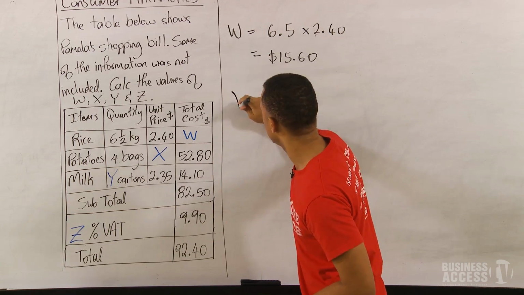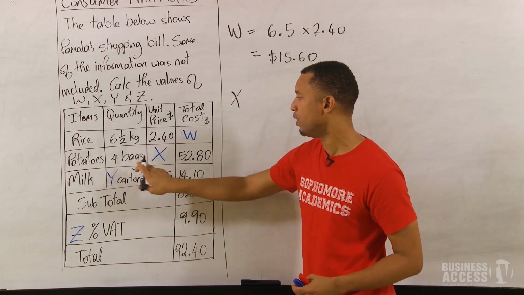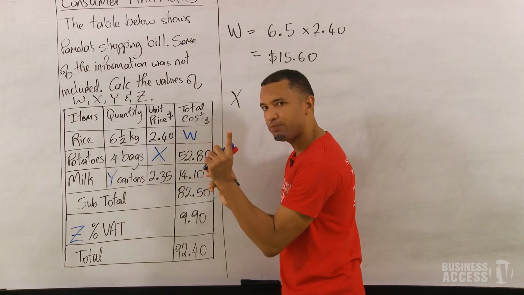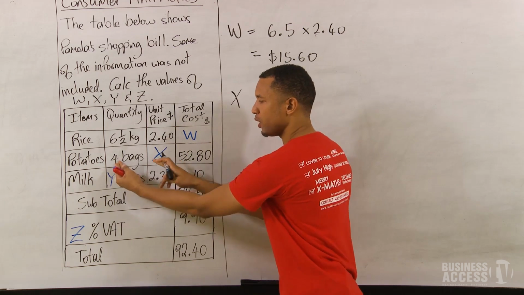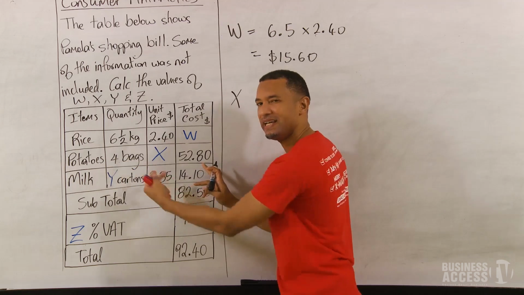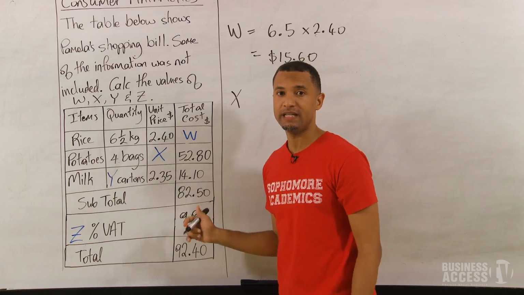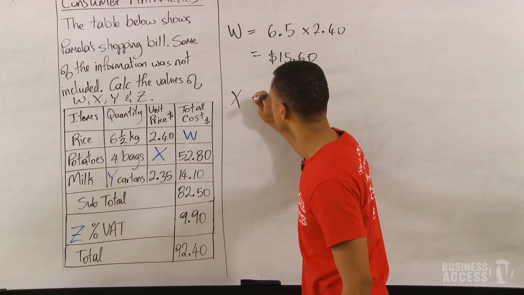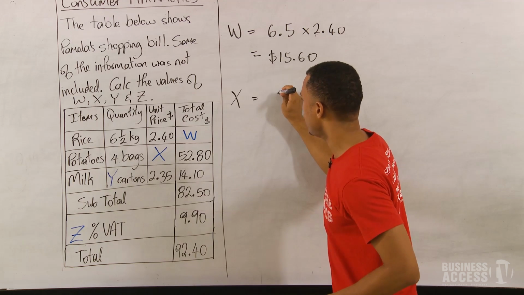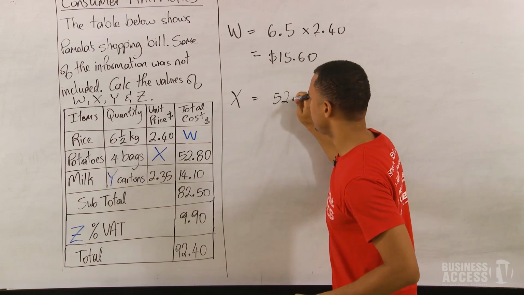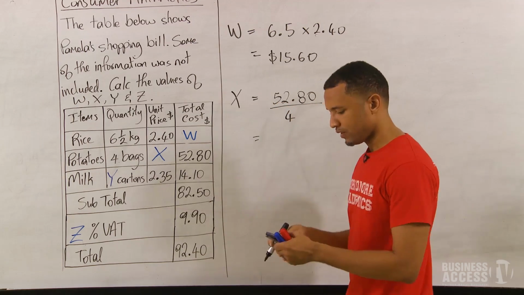For X, potatoes, 4 bags of potatoes were bought. We don't know the unit price. That is what we need to figure out. How much for 1 bag? So 4 bags were bought for $52.80. If you buy 4 of anything for $52.80, how would you find out the value of 1? Go ahead, quickly do it. It's going to be 52.80 divided by 4.